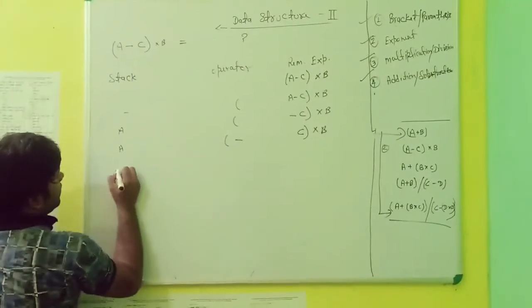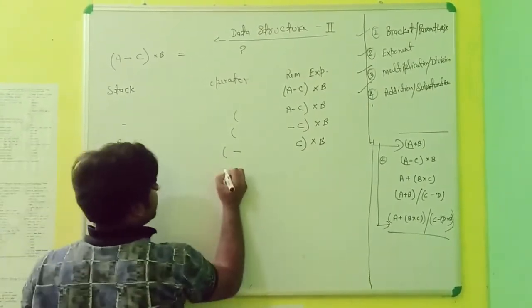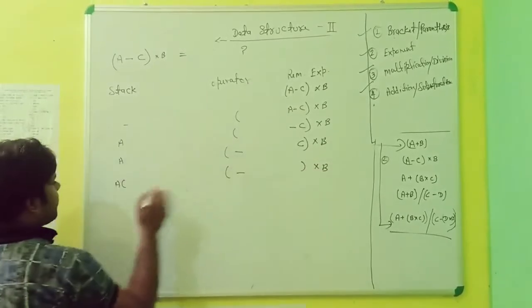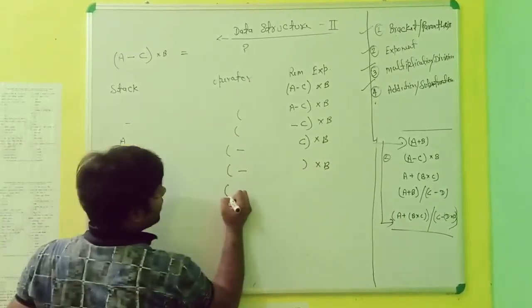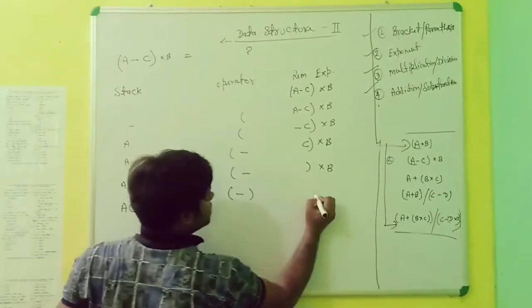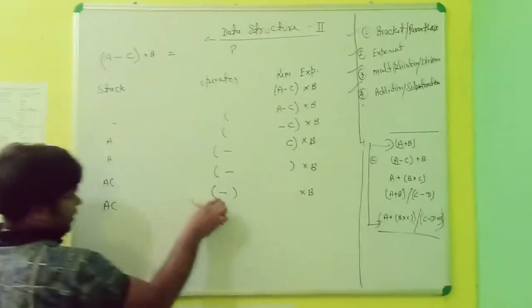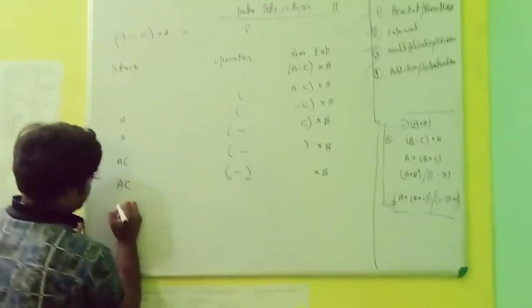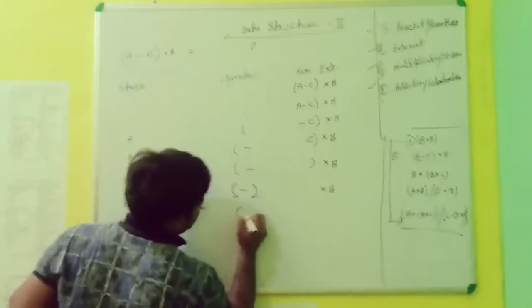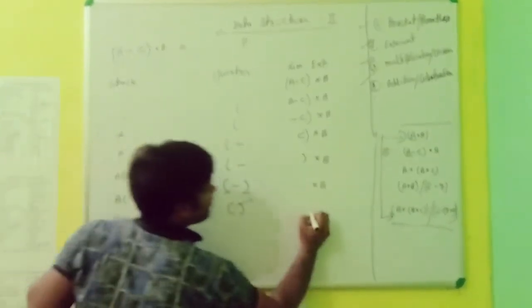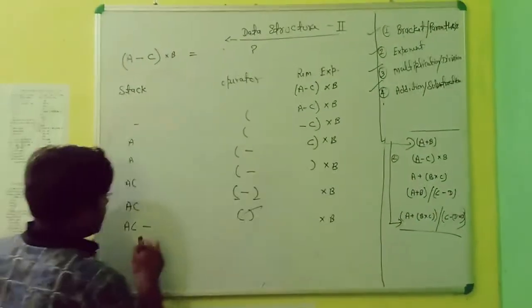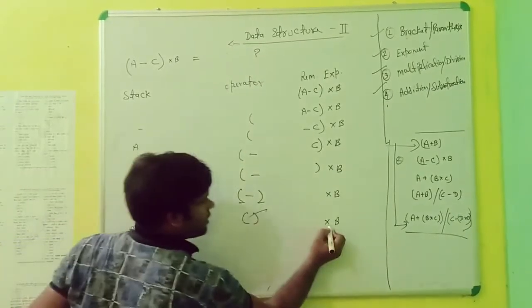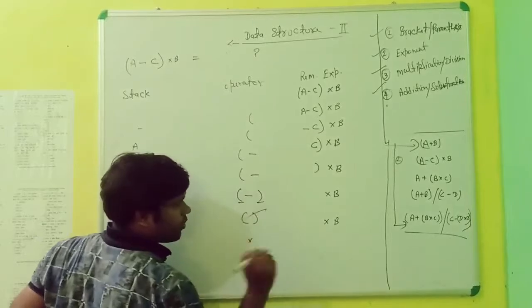Next c is here. Then ac will come here. After that, the minus, closing bracket, into b. Next the bracket will come here. When the opening and closing brackets are together, minus will be transferred to the stack in the next iteration, so ac minus, and the brackets will be cancelled. Then into b remains, and after that only b.